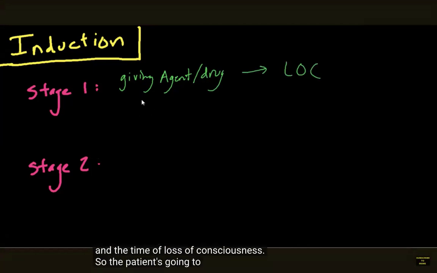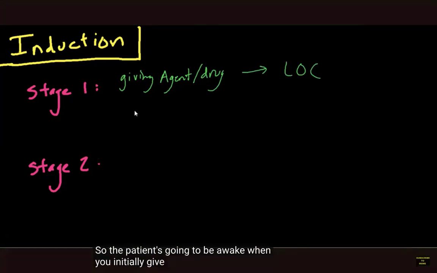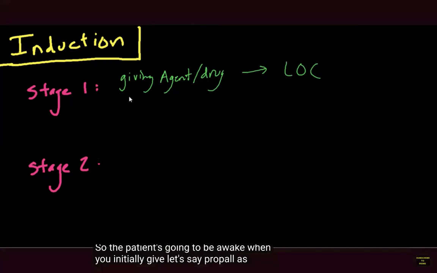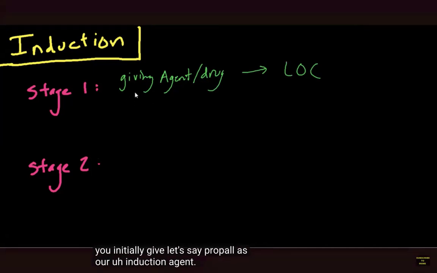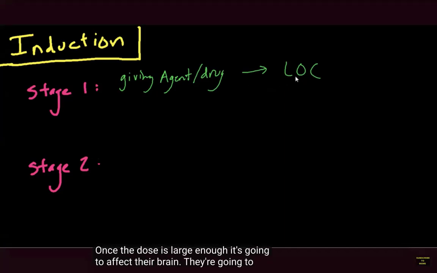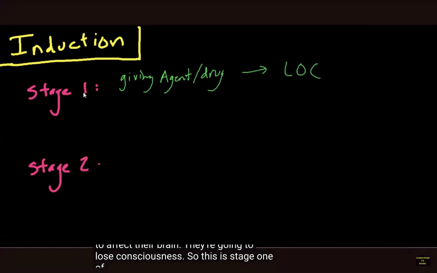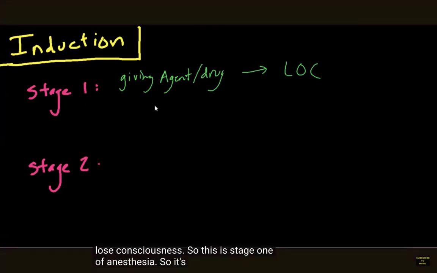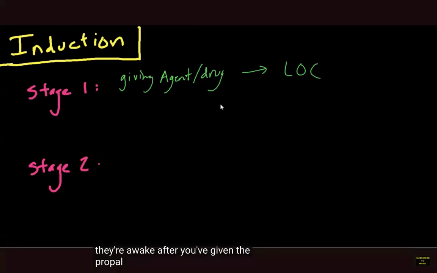So the patient's going to be awake when you initially give, let's say, propofol as our induction agent. So we're going to give the propofol. They're going to be still awake until it hits their system. Once the dose is large enough, it's going to affect their brain. They're going to lose consciousness. So this is stage 1 of anesthesia. It's the time when they're awake after you've given the propofol agent to the time that they've lost consciousness.